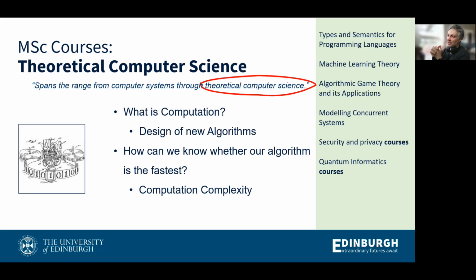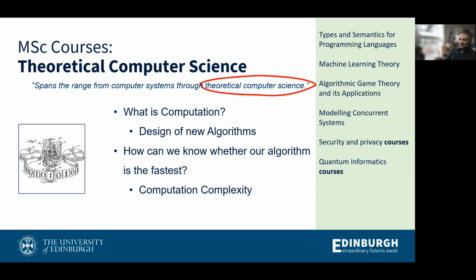So here we want to study what computation is, how to design new algorithms, and how to analyze algorithms, and how we can know if our algorithms are faster than others. So that is basically analysis, but also the computational complexity of these algorithms. Many of these theoretical computer science courses have strong mathematical backgrounds, and some examples are types and semantics for programming languages, machine learning theory, algorithmic game theory and its applications, modeling concurrent systems, and security and privacy courses, as well as quantum informatics courses.